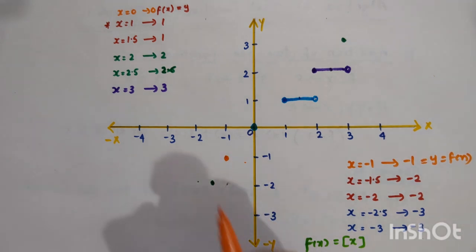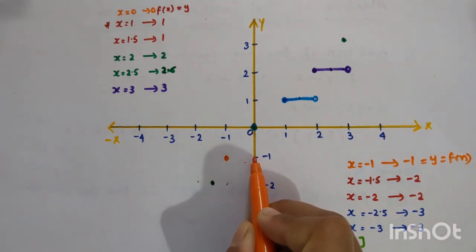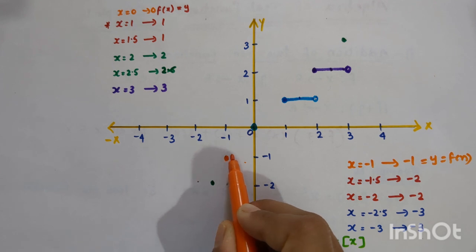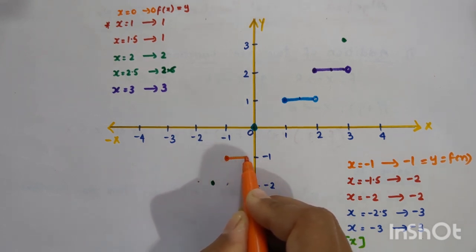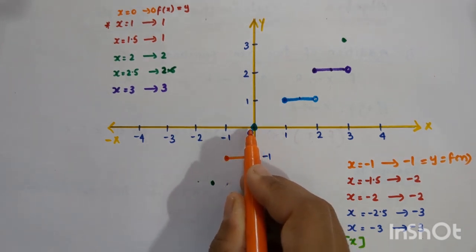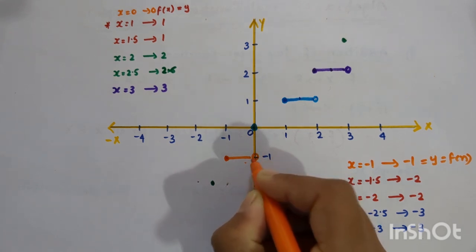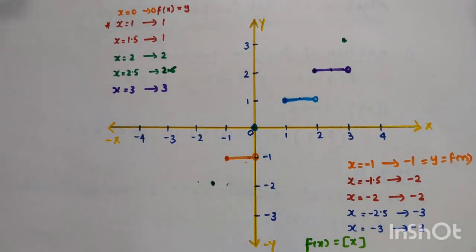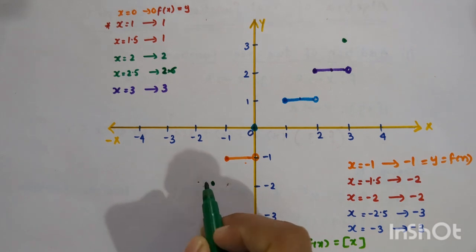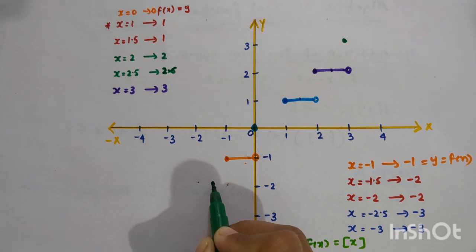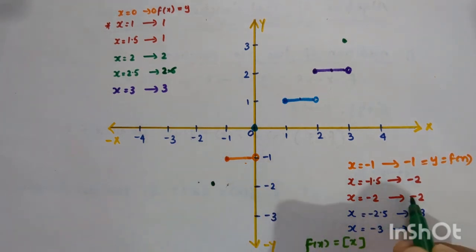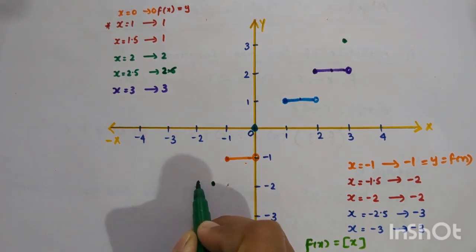That means, you see, when x is equal to minus 1, y value will be minus 1. For x is equal to minus 0.9, minus 0.8, minus 0.6 till 0, you will have the y value as minus 1. But at 0, y value is 0. So not at 0. So we will put a circle here. Okay. Similarly, when x is equal to minus 1.5, y value is minus 2. Similarly, when x is equal to minus 2, y value is minus 2. So minus 2, we will get a point here.